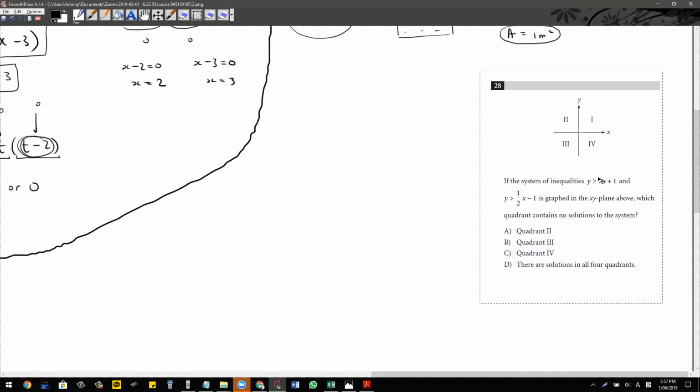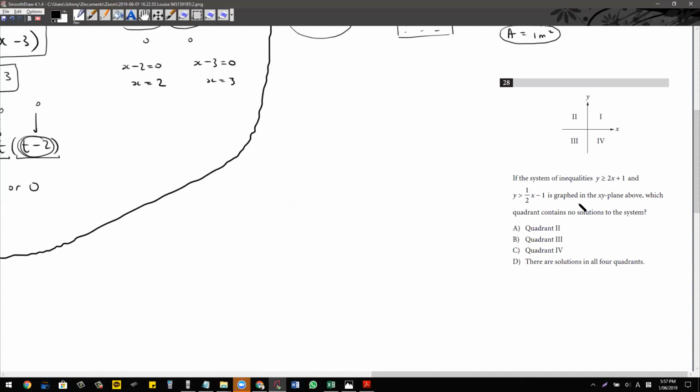I think we did something similar to this one before. In the system of inequalities, y is greater than or equal to 2x plus 1, and y is greater than this one. Which quadrant contains no solution to this system?